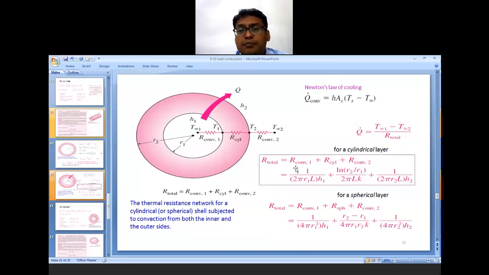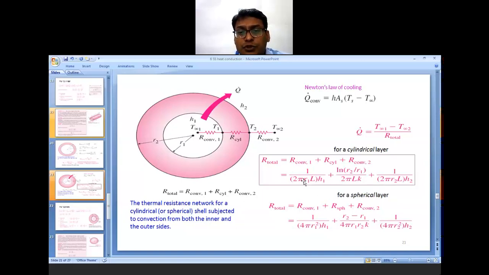And for the resistance because of the convection, Q is equal to hA into delta T. Now the delta T here, T infinity 1 to T1, is the delta T for this case. And the surface area A_s will be the inner surface area, that is 2 pi R1 into L into h1, where h1 is the inside heat transfer coefficient.